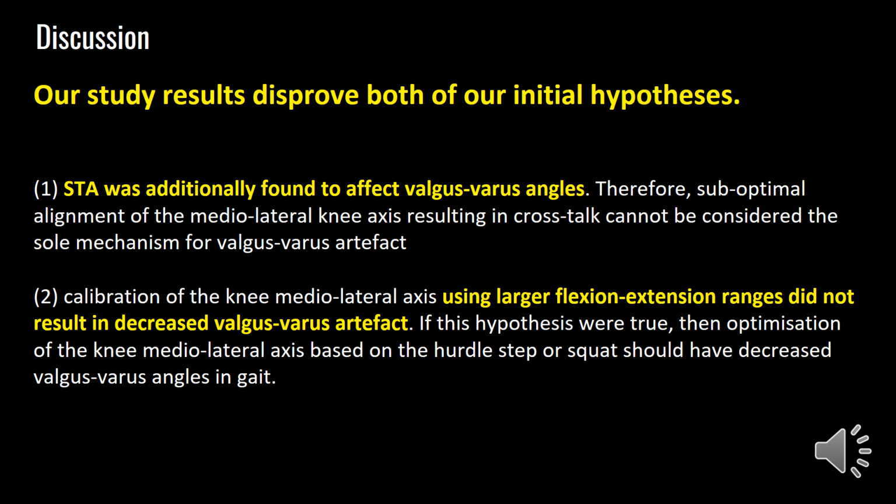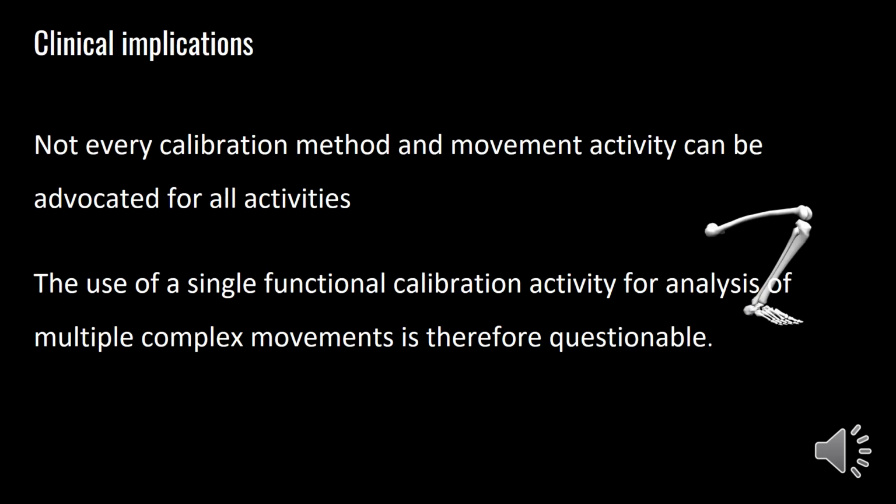As I mentioned earlier, if this was true, then optimization of the axis based on the hurdle step or squat should have decreased the valgus varus angles in gait. However, we showed that that wasn't the case. This therefore has some eminent clinical implications. What we found is that not every calibration method and movement activity can be advocated for all activities. And so the use of a single functional calibration activity for the analysis of multiple complex movements is questionable.